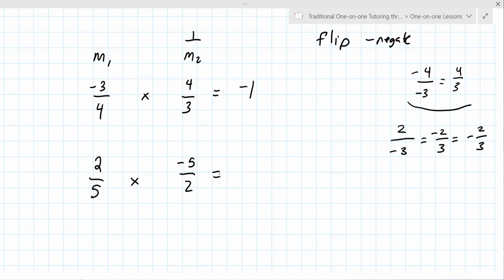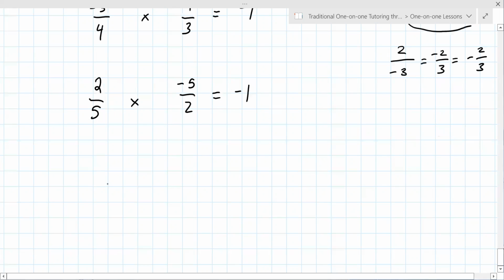I got -1 again. Is that surprising to you? No. Okay, let's say the slope is -1/3. What is its opposite reciprocal slope? It'd be 3/1. Yeah, and the product also equals negative one.